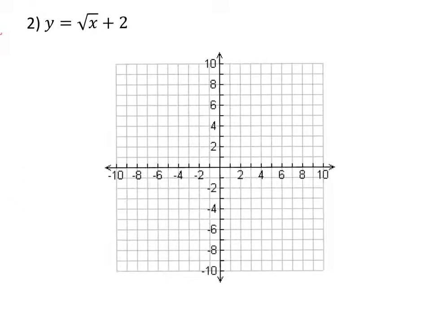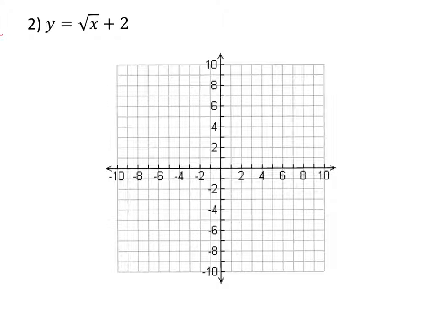Next one, number 2. First thing, describe the transformation. When I look at this, the plus 2 is on the outside of the equation. I'm just adding here. That means I'm going to go up 2.